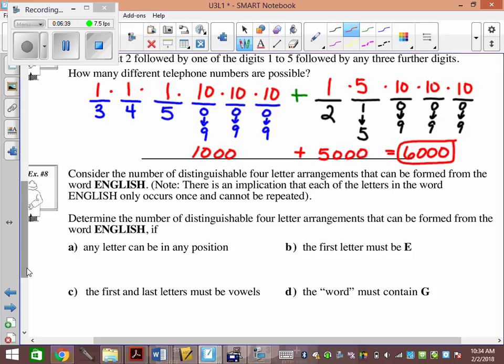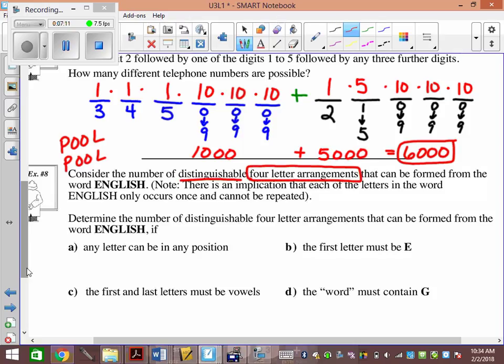Consider the number of distinguishable 4-letter arrangements. Distinguishable just means that you can tell the difference. It doesn't mean it has to be an actual word in the English language. So for example, if I had pool and I switched the 2 O's, I would have pool. Are those distinguishable? Could you tell the difference? No. So all distinguishable means is that they look different. You can tell the difference between them. Okay? So, and we want 4-letter arrangements in distinguishable.